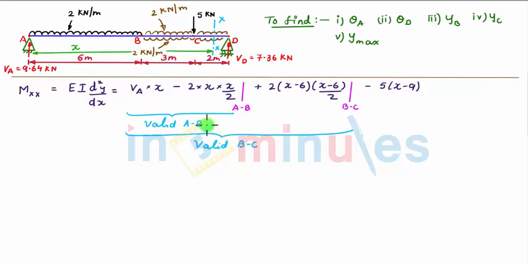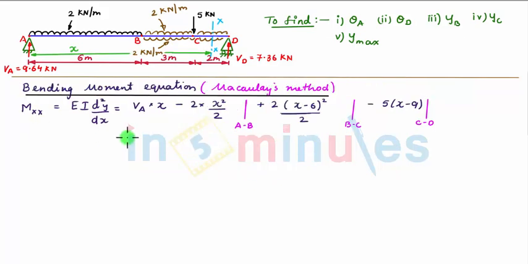Now this whole equation is valid between point C and D. So let's put it into another partition, third partition CD, which is a final partition, and this whole equation is valid between point C and D only. So this is a bending moment equation by using the Macaulay's method.